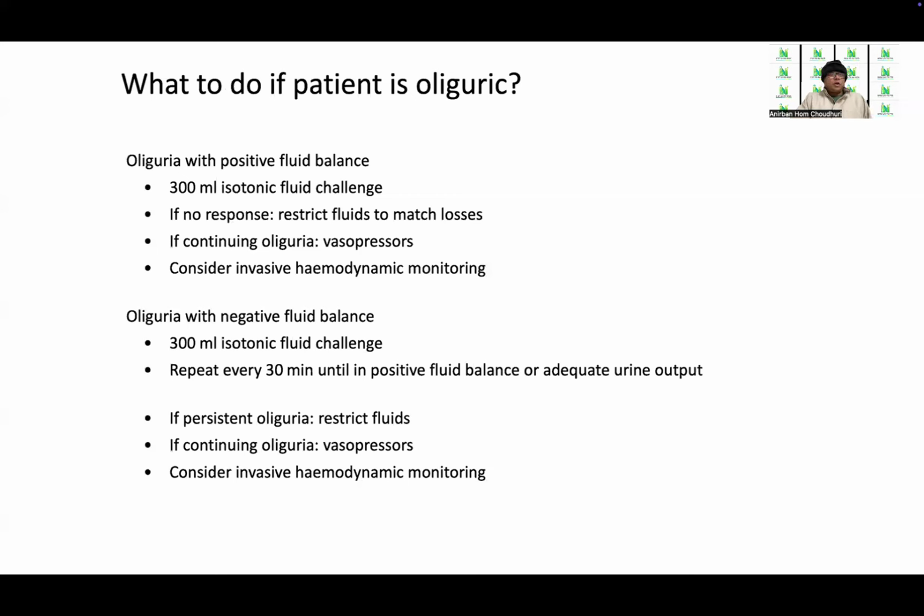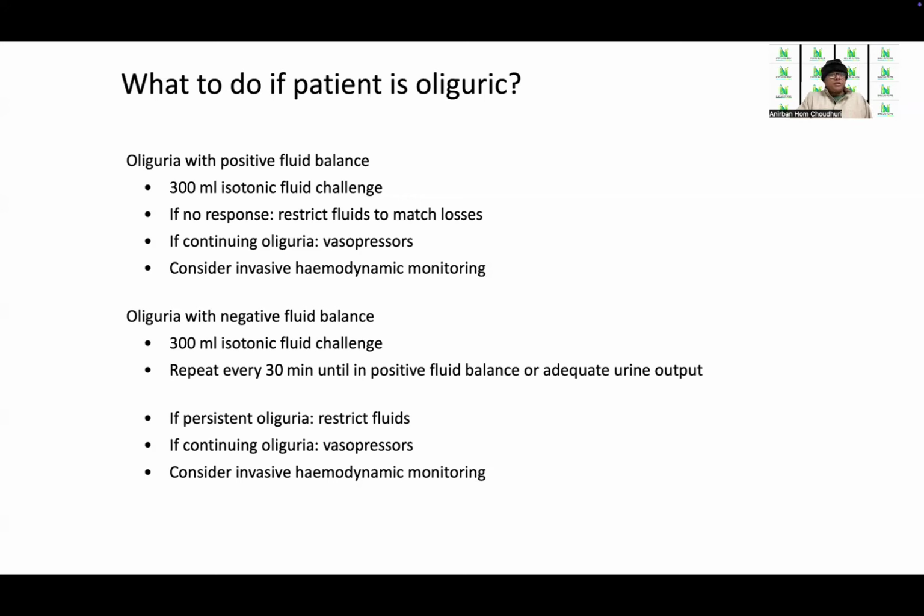Now, what to do if the patient is oliguric? If the patient is oliguric with a positive fluid balance, a 300 ml isotonic fluid challenge can be given. If no response, restrict fluids to match the losses. If oliguria continues, we give vasopressors, and we also consider invasive hemodynamic monitoring.